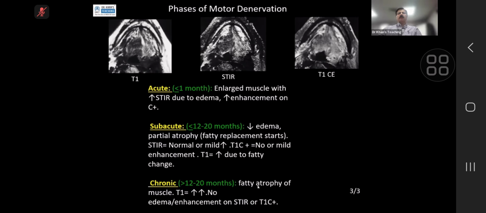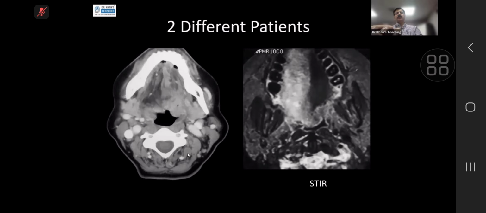In chronic, there will be fatty atrophy, which will be high signal on T1. There will be no enhancement or no edema. But in acute, there will be acute enhancement and acute edema. Subacute will be somewhere in between. So our case is somewhere in between. If you look carefully, there is high signal on this T1, meaning fatty infiltration. And then on STIR, there is a bit of edema and maybe a bit of enhancement. So it was subacute.